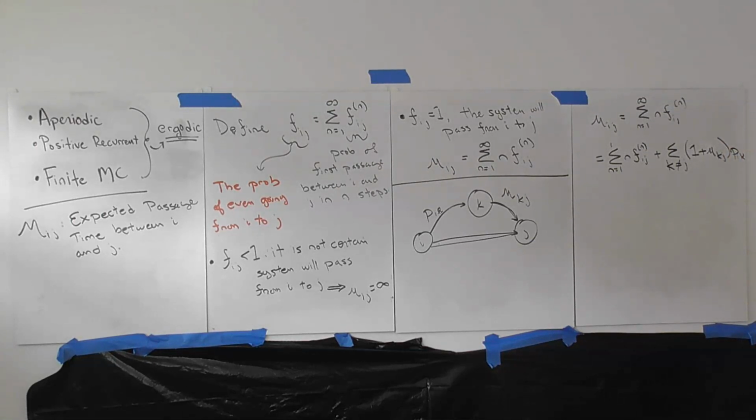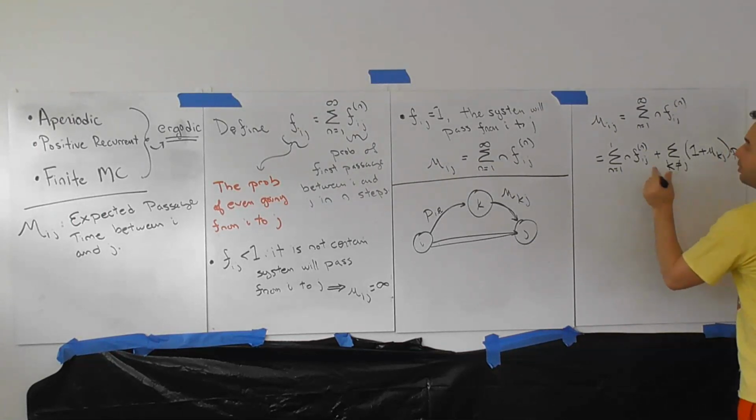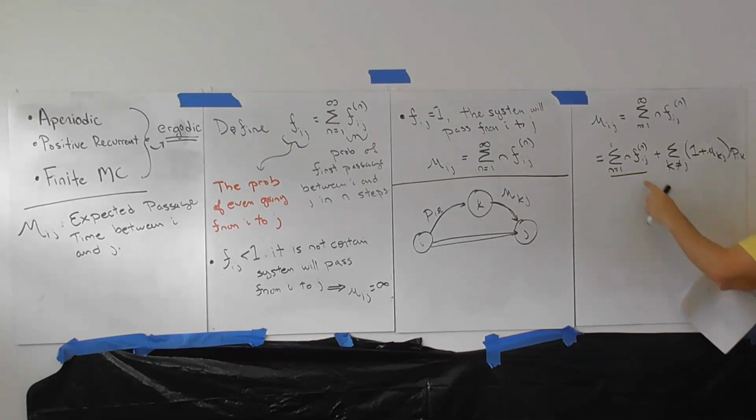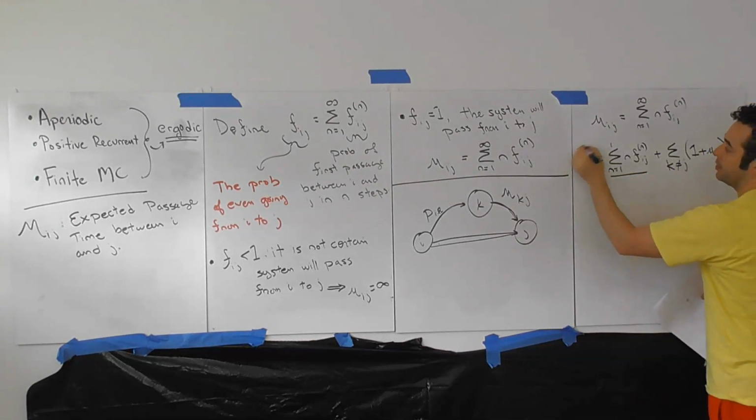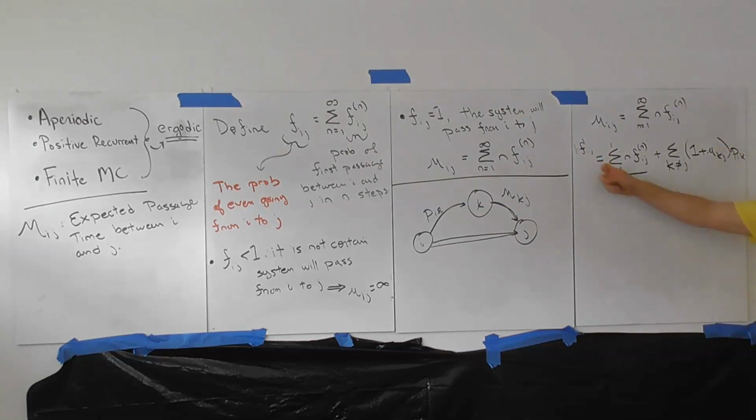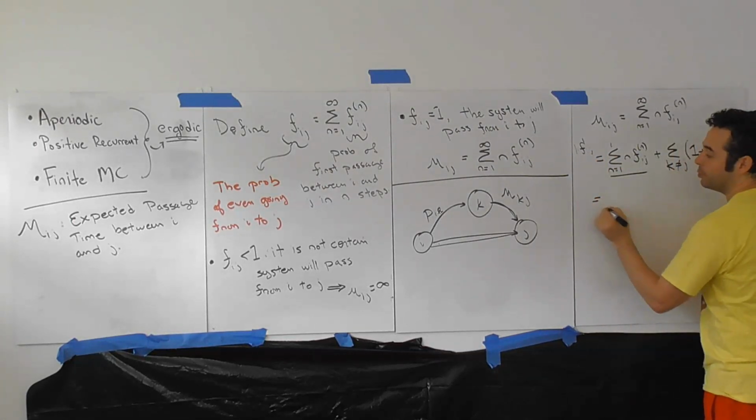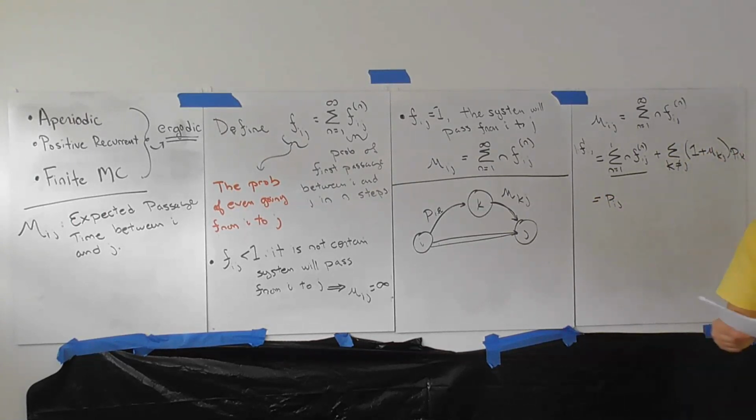Okay, if we focus in on this term, n is equal to 1, so this is just equal to 1 times f_ij to the 1. Really what we're talking about is, what is the probability of going from i to j in one time step? Well, we already know that. That is just equal to p_ij from our one-step transition matrices.